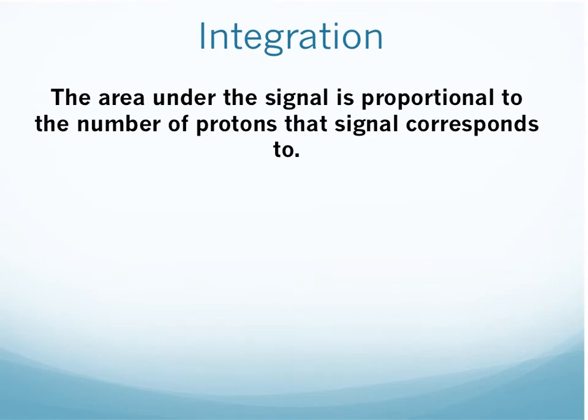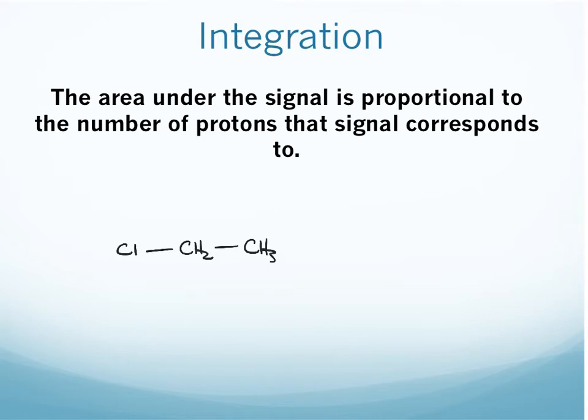The next NMR feature that we're going to look at is the integration. And the integration refers to basically the area of an NMR signal. And it tells us how many hydrogens that the signal corresponds to. So let's look at an example compound.